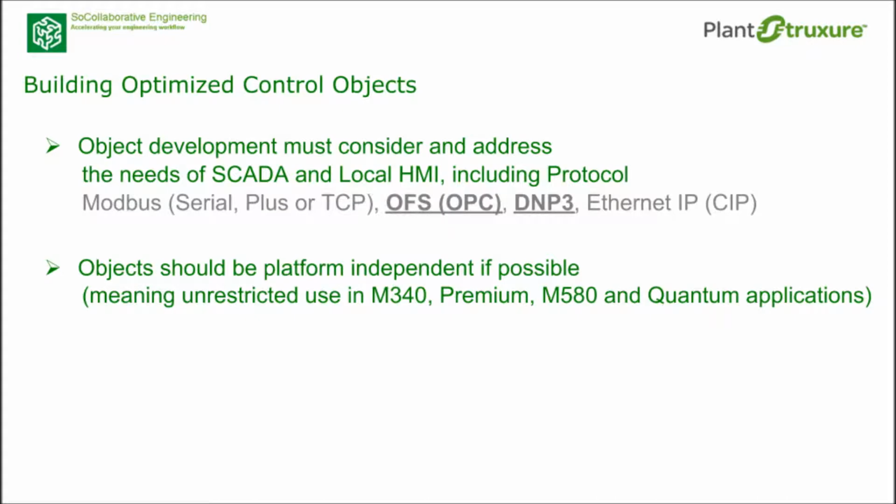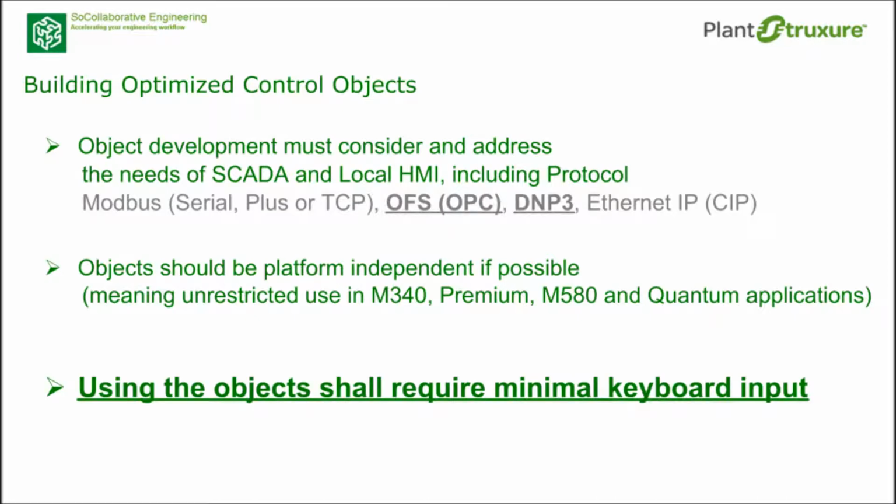Understanding the why and how of these two guidelines will be addressed in more detail in Parts 2 and 3 of this series. Lastly, the U2V golden rule. Using the objects shall require minimal keyboard input, or don't make me touch the keyboard unless it's absolutely necessary.